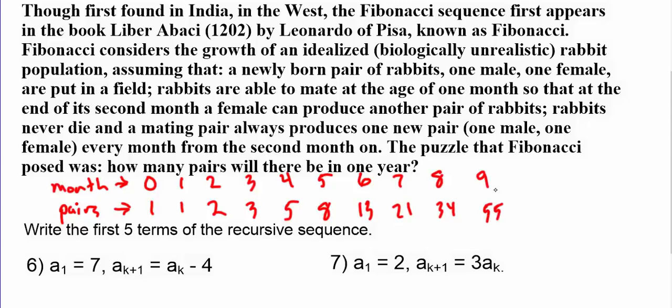So after 9 months, we're at 55. At 10, we'd be at 89. At 11, 89 plus 55 would give us 144. And then finally, at 12 months, 144 plus 89 would be 233. We would have 233 pairs of rabbits at the end of 1 year.